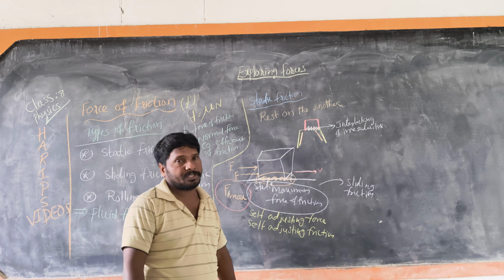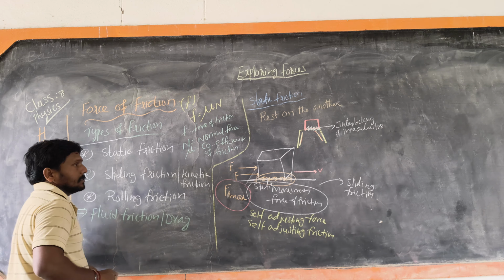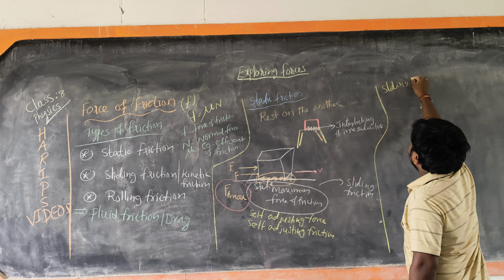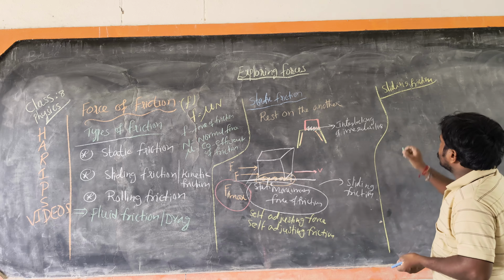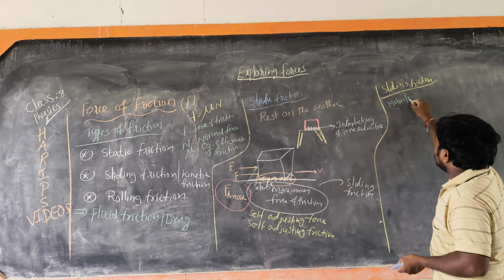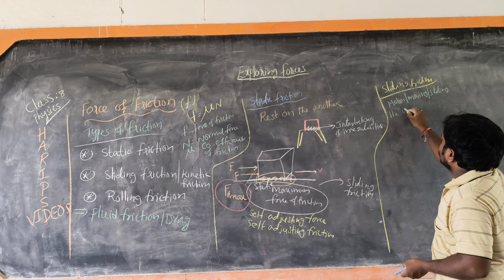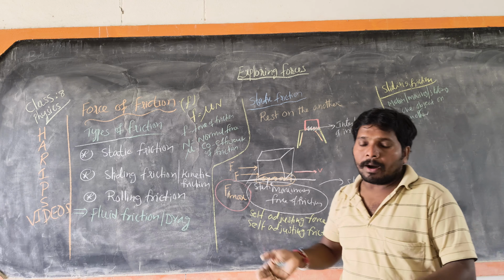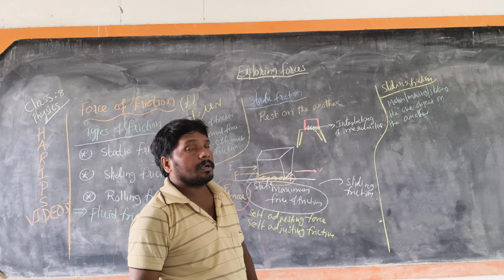So this is about static friction. Then coming to sliding friction. Sliding friction means, if an object is sliding or moving on another one, then a force of friction exists. If one body is moving on the other one, such kind of friction is called sliding friction.